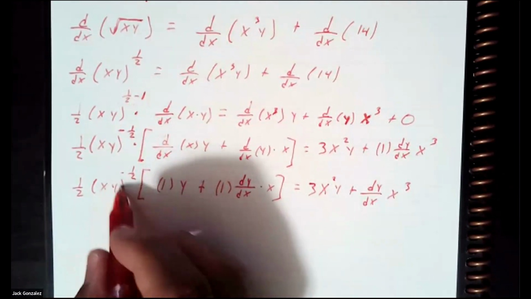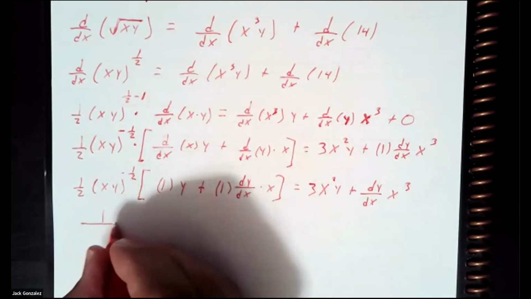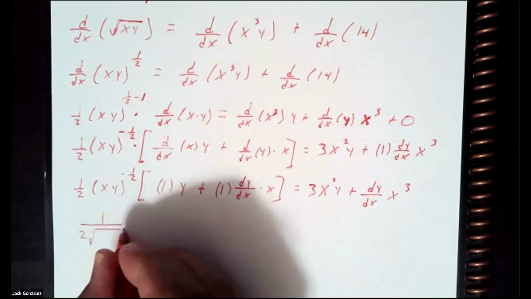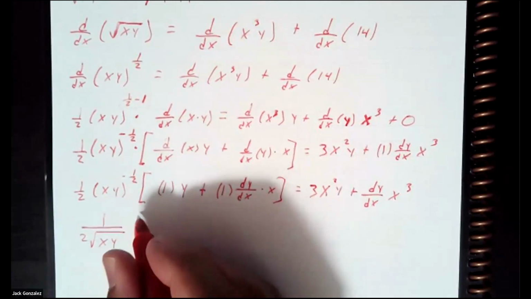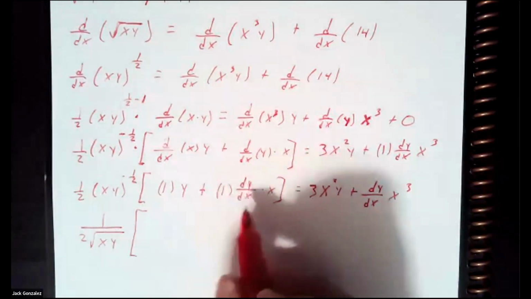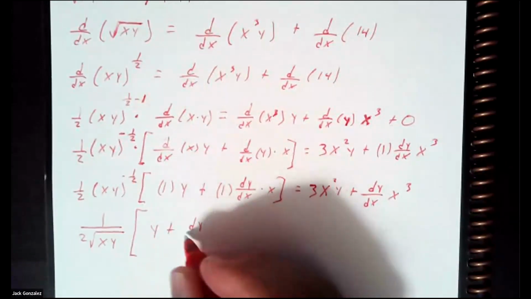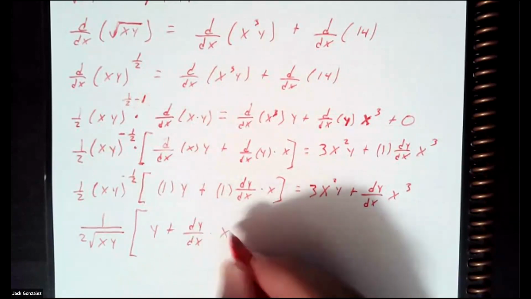Do you agree that this first factor is the same as 2 times the square root of xy? Yes. So, and this is just going to be y plus dy dx times x.